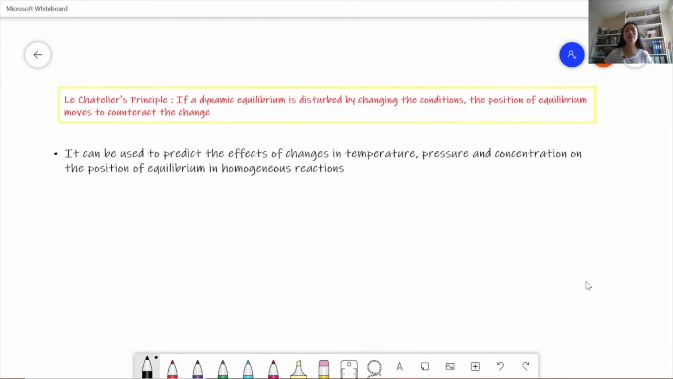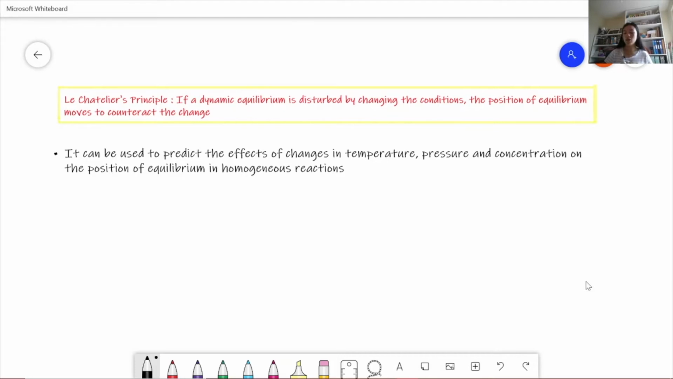So now I'm going to talk about Le Chatelier's principle, and it states that if a dynamic equilibrium is disturbed by changing the conditions, then the position of equilibrium actually moves to counteract that change. So a dynamic equilibrium is a reversible reaction which is in a closed system where the rate of forward reaction is the same as the rate of the back reaction.